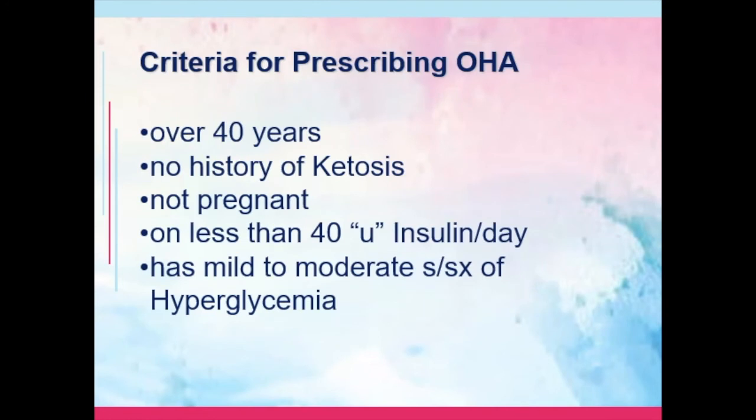So what are the criteria for prescribing OHA? You have over 40 years of age, no history of ketosis. The patient should not be pregnant. Why pregnancy? There was a time when your oral hypoglycemic agents were found to be teratogenic. So that's why it's not usually given to your pregnant patient. Then on less than 40 units of insulin per day. And then for those who have mild to moderate signs and symptoms of hyperglycemia. Once the insulin is more than 40 units already, class, you would not opt for having the patient on OHA. Rather, you would have your patient on insulin injections.